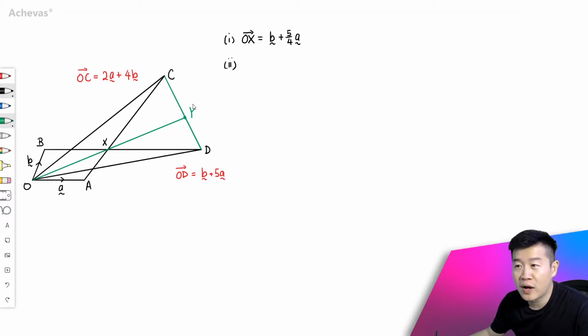It is given to me that Y lies on CD, and O, X, Y are collinear. So Y should be somewhere here. In order for me to solve for the position vector of Y, we will do the same thing as what we have done in part 1.